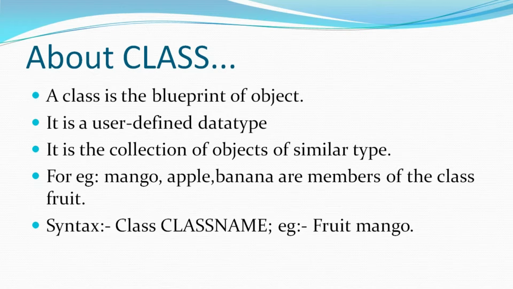So what is the syntax of a class? A class should start with the keyword class, and after that the name of the class. For example, here you can see class fruit. And mango is the function of that class fruit, whose keyword is class.